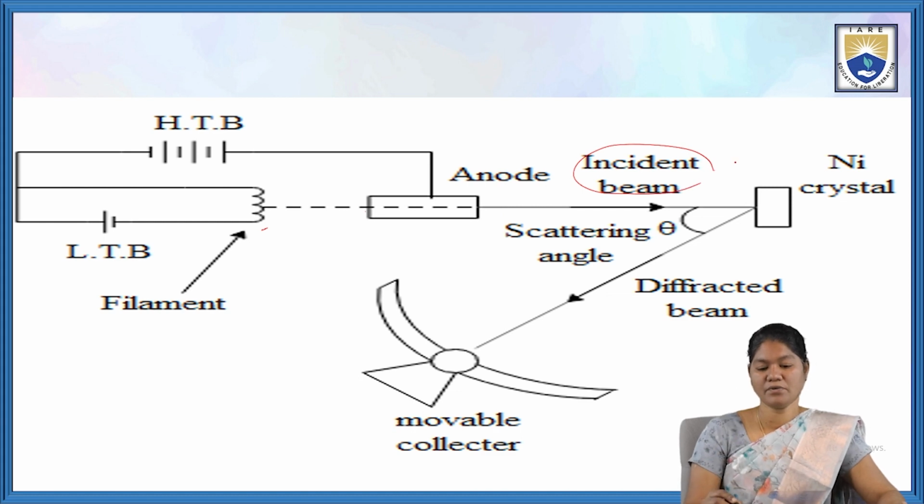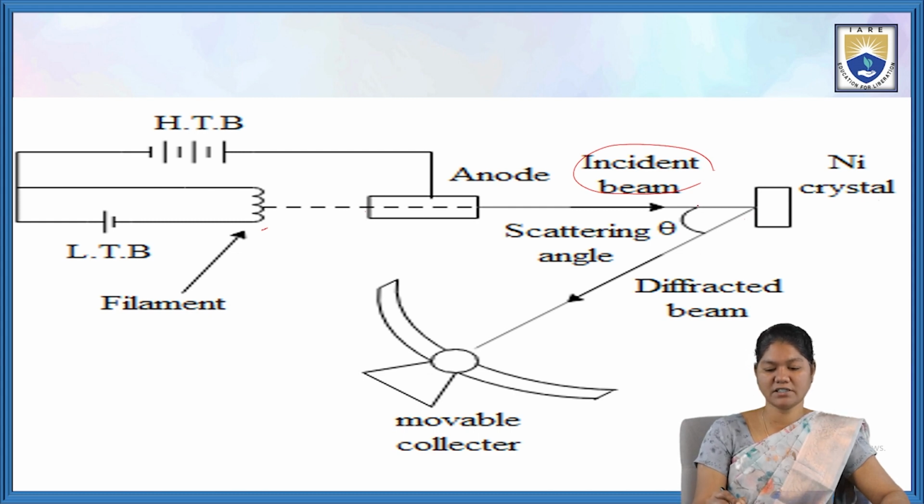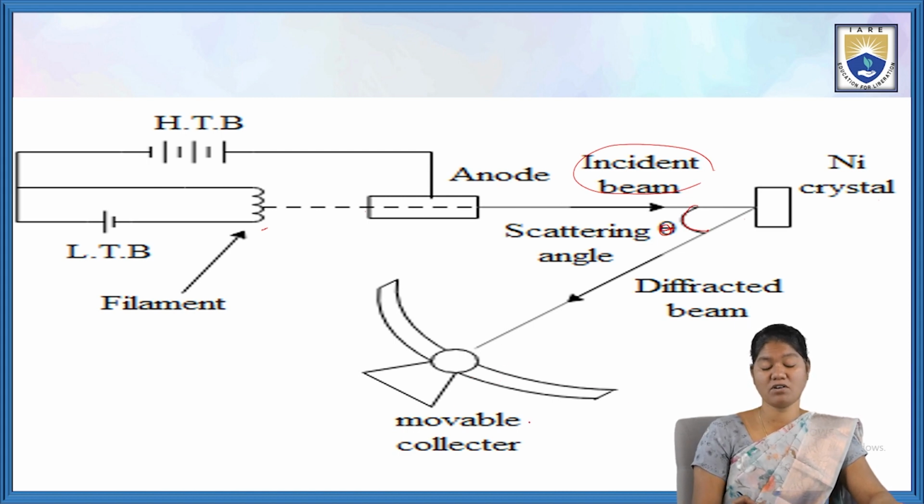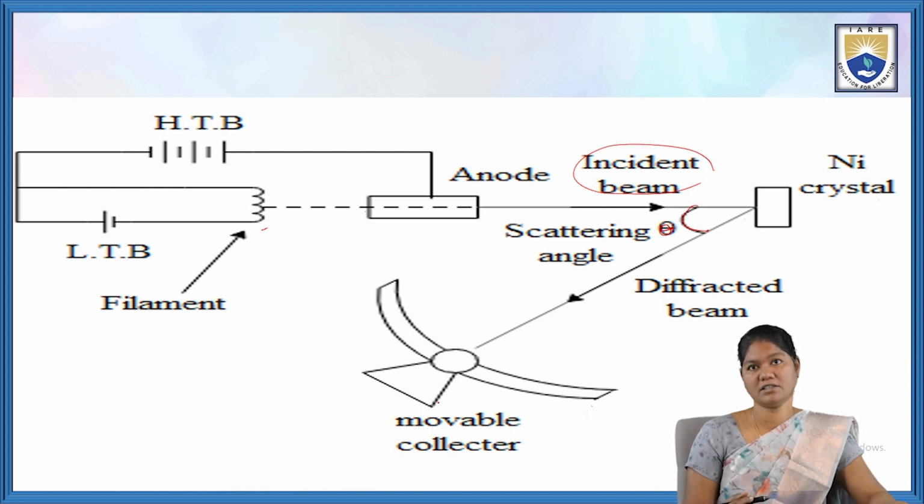This incident beam is hitting the target crystal, a nickel crystal, and it is scattered with some angle theta. The diffracted beam is collected by the electron detector, which is movable in all directions, so that the scattered electrons can be collected.